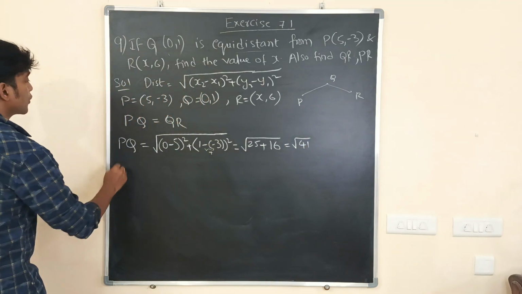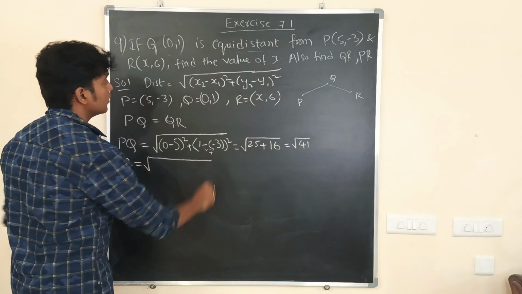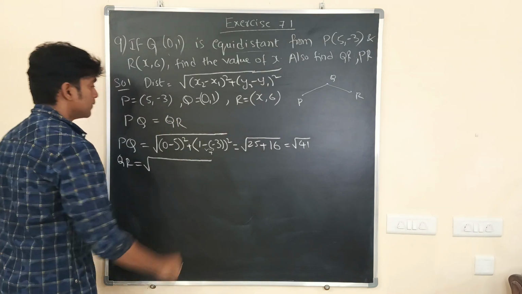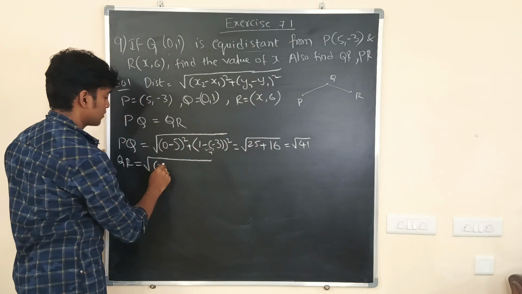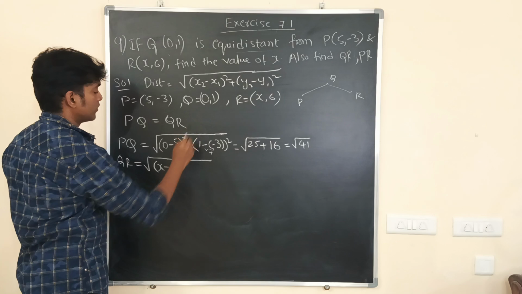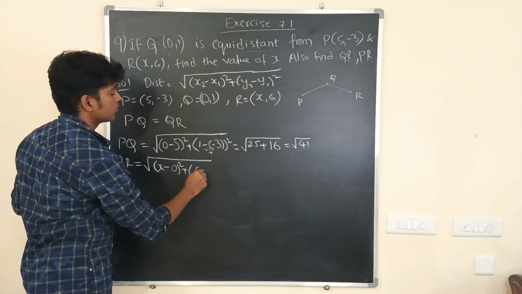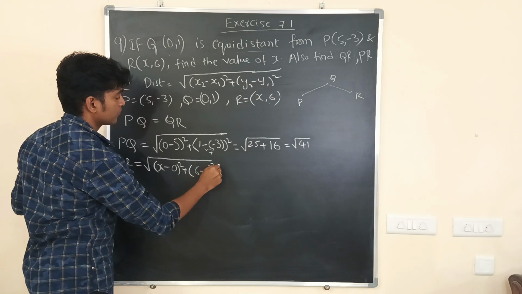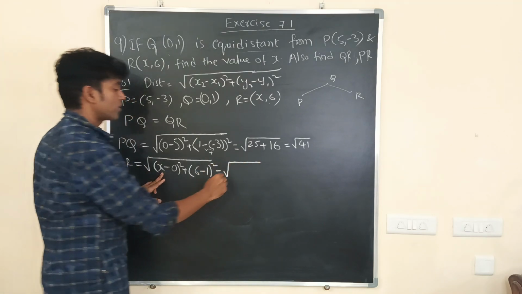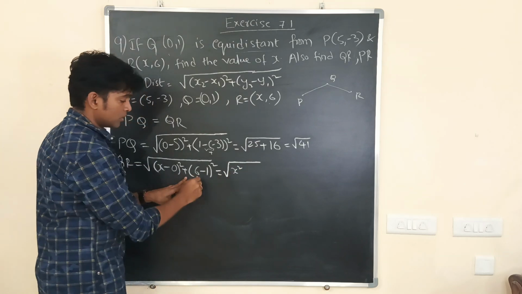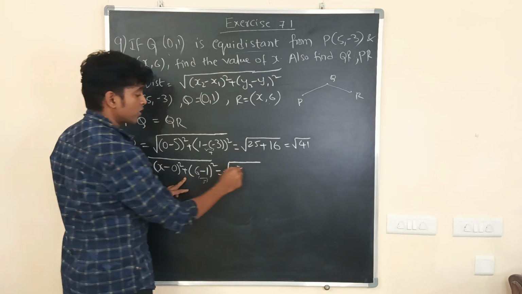Okay. Now QR, the distance between Q and R. Here x2 is x minus x1 is 0 whole square plus y2 is 6 minus 1 whole square. Square root of x square, and 6 minus 1 is 5. 5 square is 25.